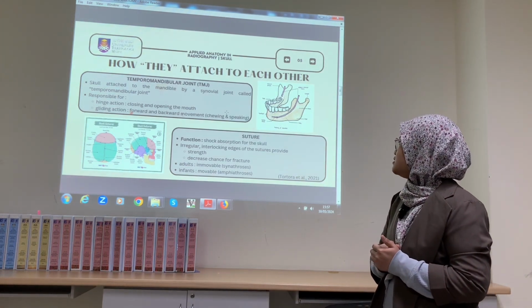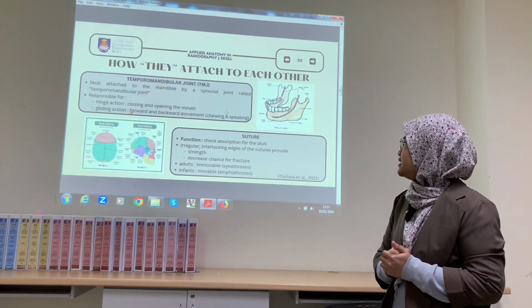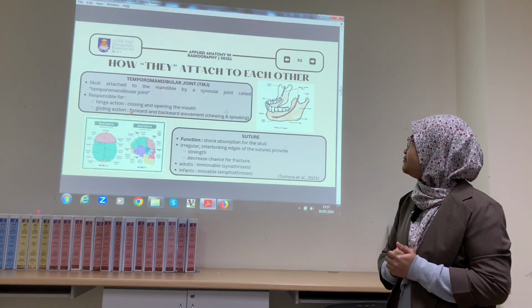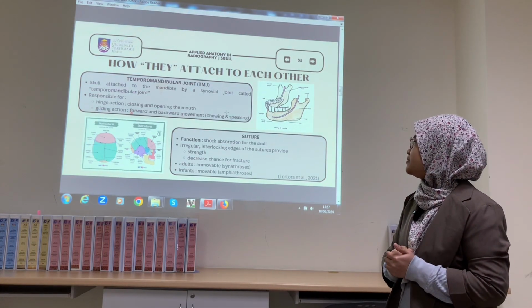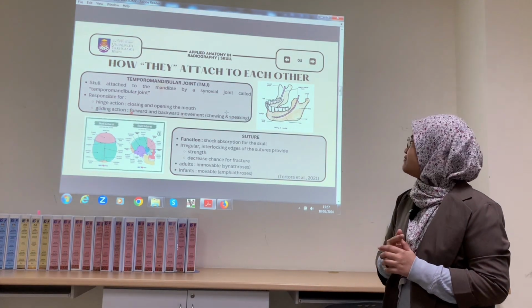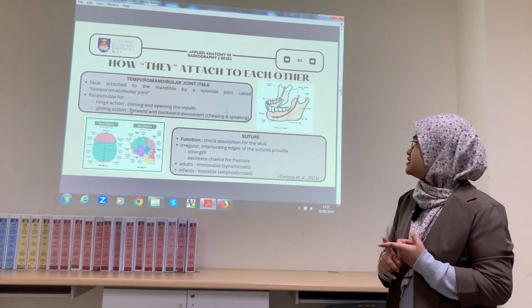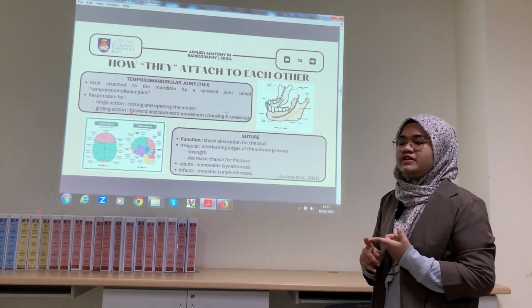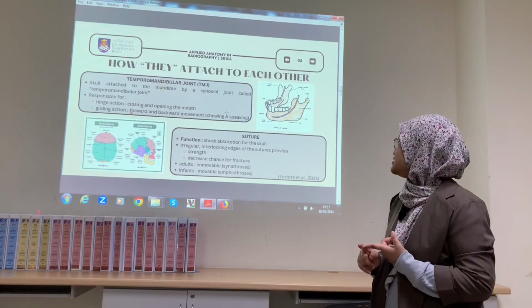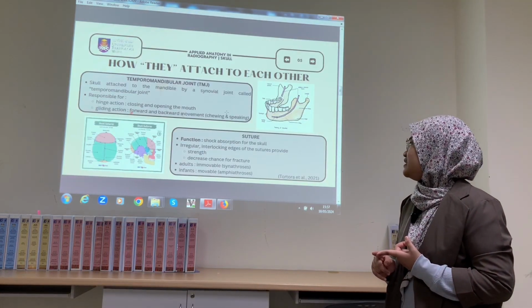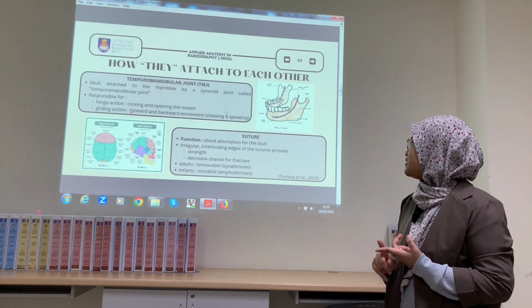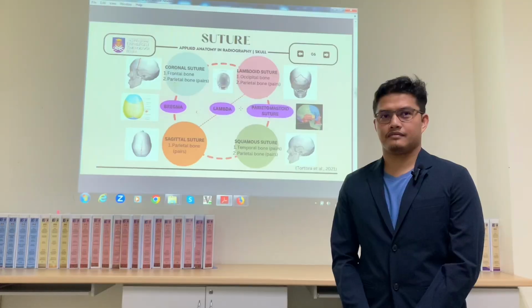For the suture, we have the superior view and the lateral view of the suture. The function is shock absorption of the skull. The irregular interlocking edges of the suture provide strength and decrease chances of fracture. For adults, we have immovable sutures, which is synostosis, and for infants, movable, amphiarthrosis.